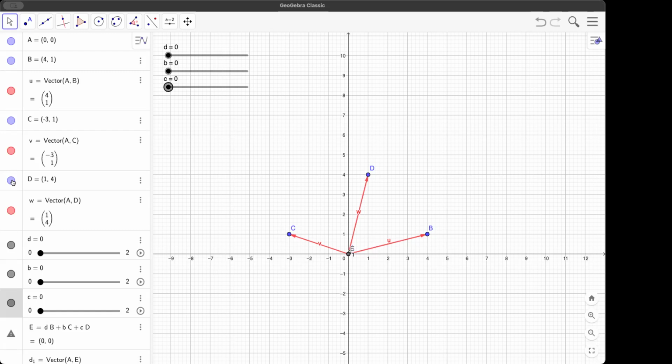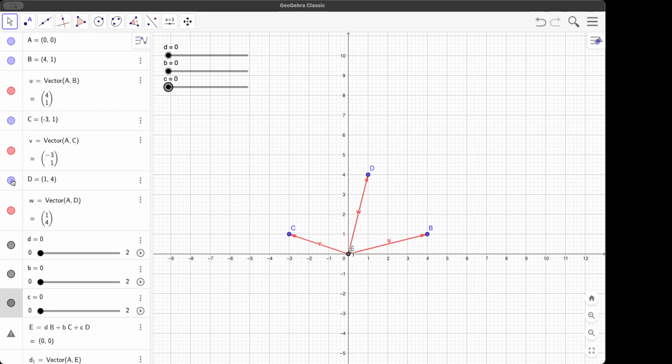So what I'm saying is that I have a matrix with 3 columns: 4, 1, then negative 3, 1, and then 1, 4. Those are the 3 columns of the matrix. The 3 columns give you 3 vectors, which are those 3 vectors that you see there in the plane. So far, so good. Does that make sense?